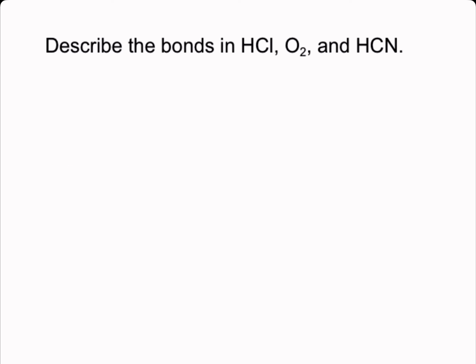Let's describe the bonds in HCl, O2, and HCN. The first thing you want to do is draw the Lewis structure. The Lewis structure for HCl looks like this. And this molecule has only 1 bond. So 1 single bond is called a sigma bond. So HCl has only 1 sigma bond and no pi bonds.